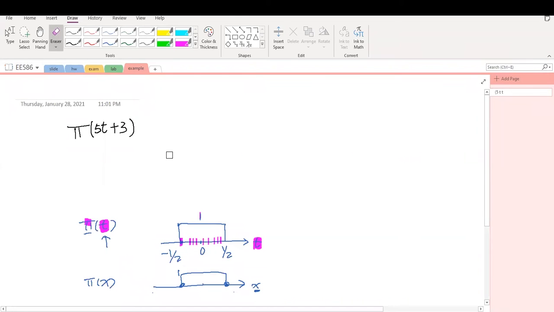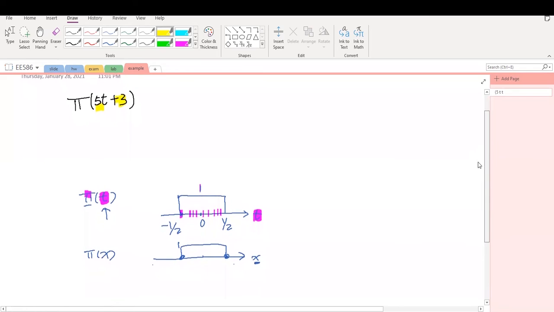In this video, we discuss how to plot signals with scaling in time and shifting in time. For example, here I want to plot pi of 5t plus 3. So 5t is scaled in time, and plus 3 is shifted in time. Before we do that, let's talk about pi of t.